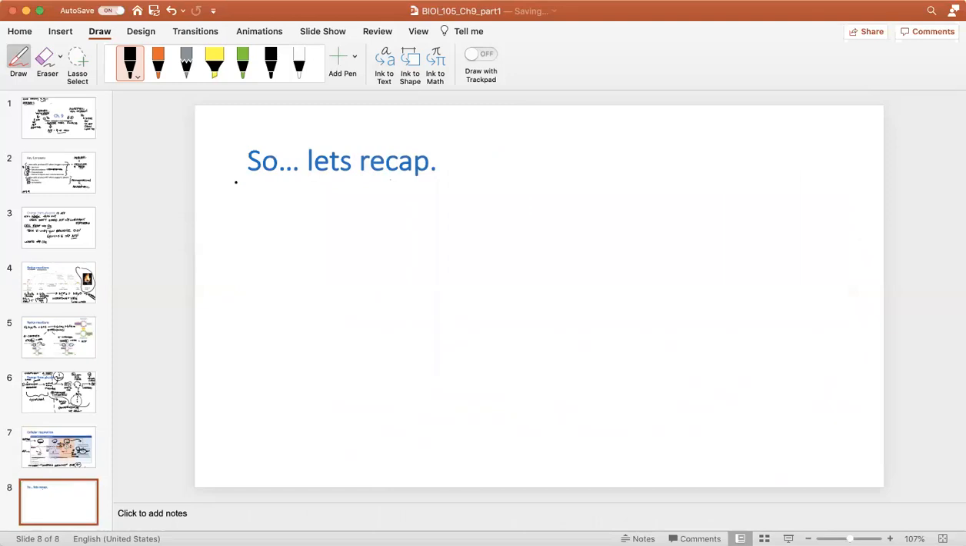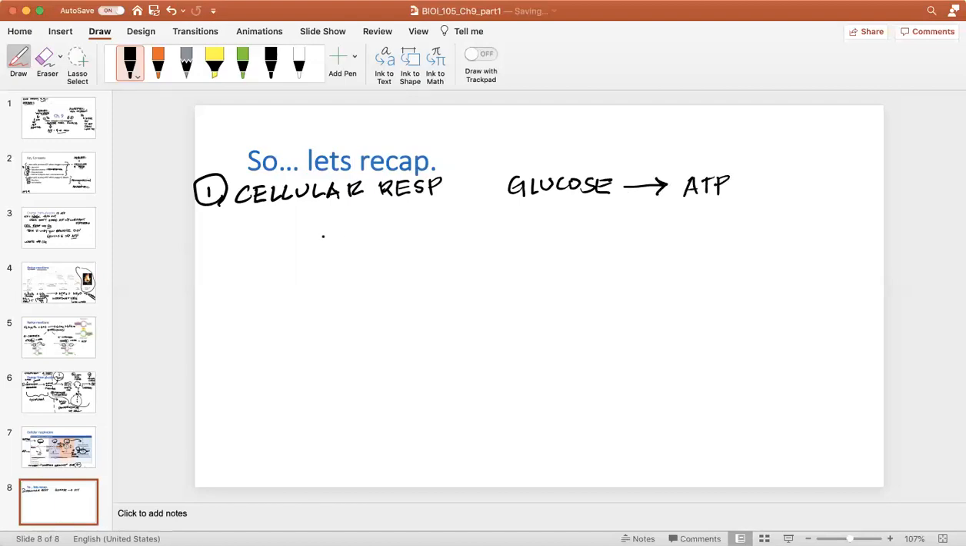Let's recap, okay? So the first thing that I want you to remember in thinking about an overview of this process is that cellular respiration's whole goal, the whole reason it exists, is to convert glucose into the currency that we use in the cell, which is ATP, okay? So that's point number one, all right?